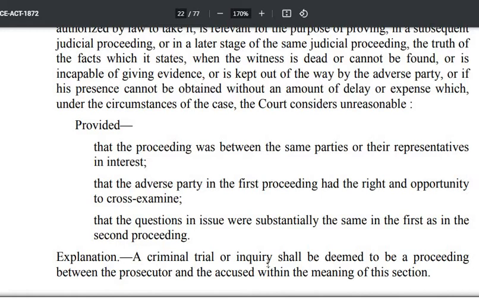Explanation: a criminal trial or inquiry shall be deemed to be a proceeding between the prosecutor and the accused within the meaning of this section. Now in a criminal trial, tell me who will be the parties? The parties are the prosecutor and the accused. Prosecutor is one party and the accused is the other party.